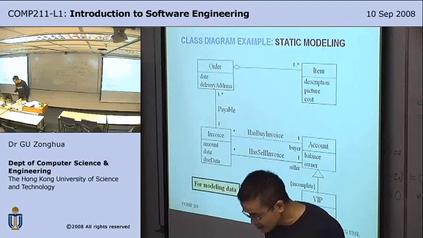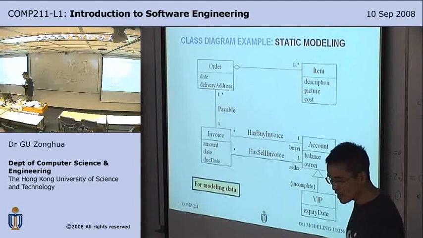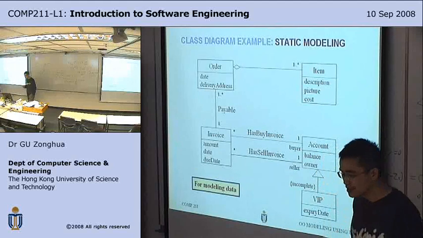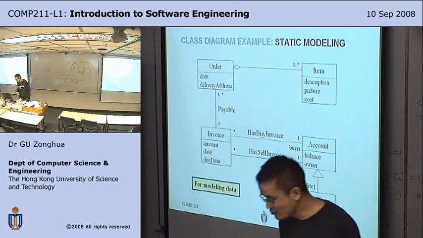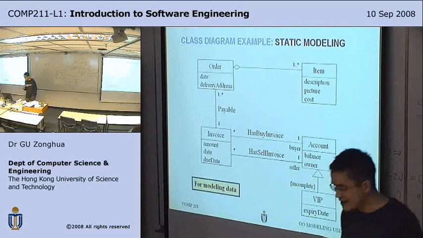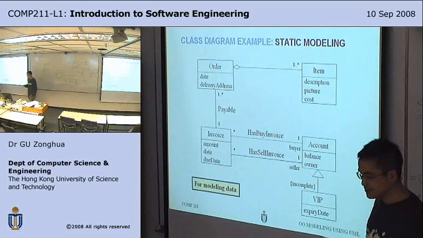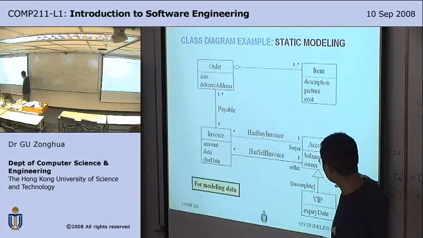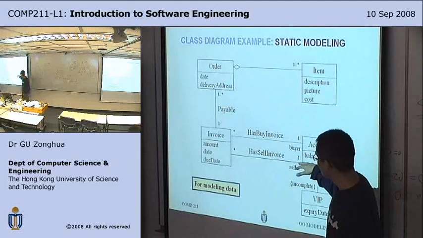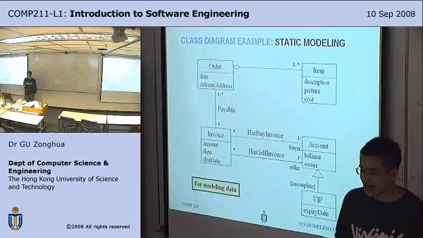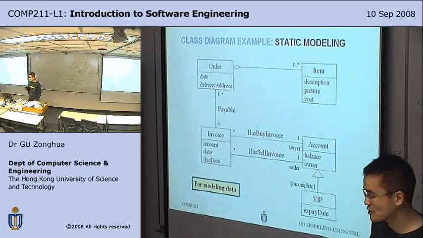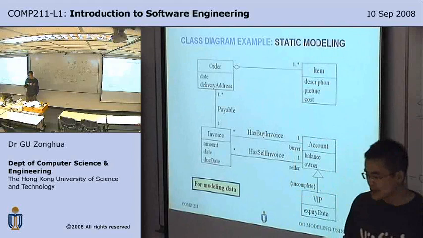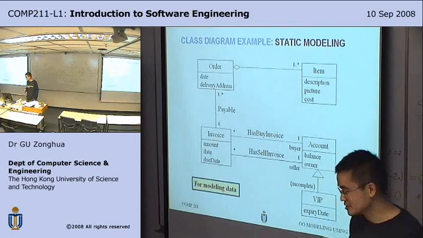And account is related to invoice. It may have a buy invoice or a sell invoice. So if it's a buyer account, you have a buy invoice. An account can be associated with 0 or more invoices. That is, an account may not be active right now. It may have 0 invoices, or it may have multiple outstanding invoices.